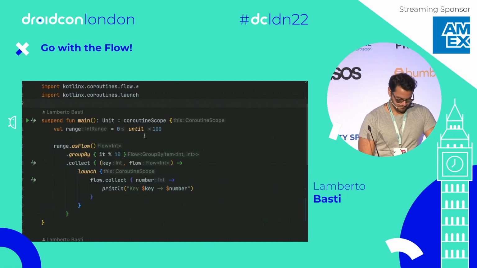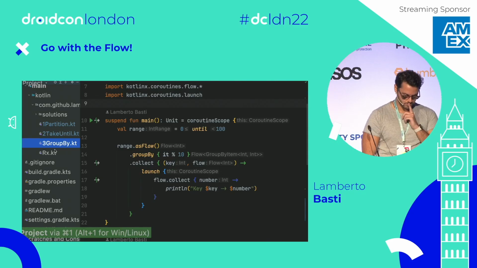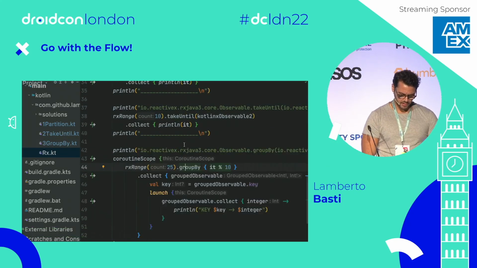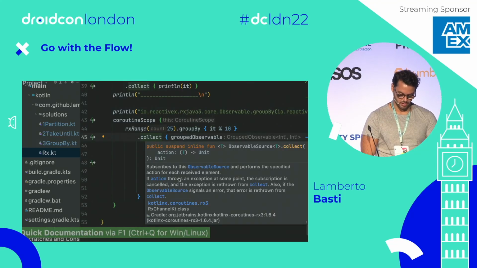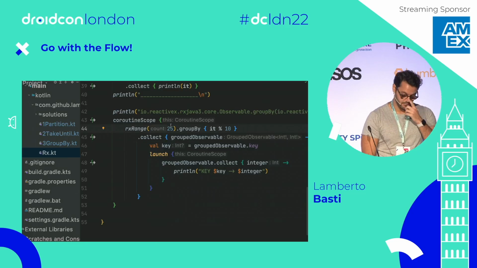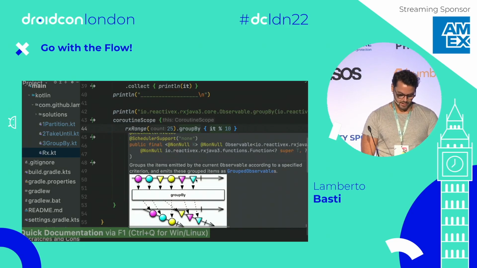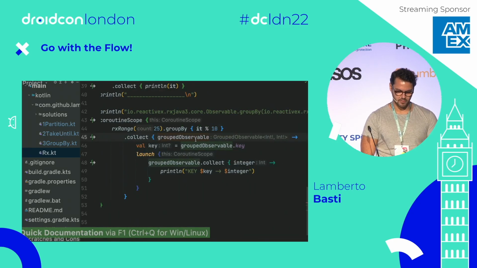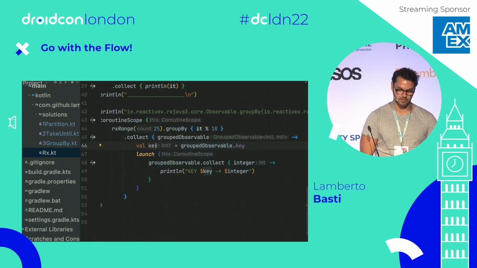Let's see Rx. So this is going to be fun. Actually, as you can see here, there are extensions on Rx observable source, so that you can collect them in a coroutines fashion, so that you don't need to rewrite everything every time. This is the groupBy, the one from RxJava, and it returns you this grouped observable, which is basically an observable, but it also has the key here, which is nullable for whatever reason.